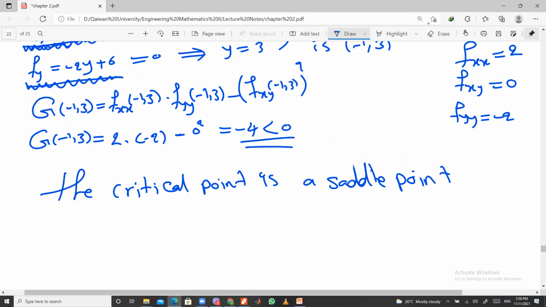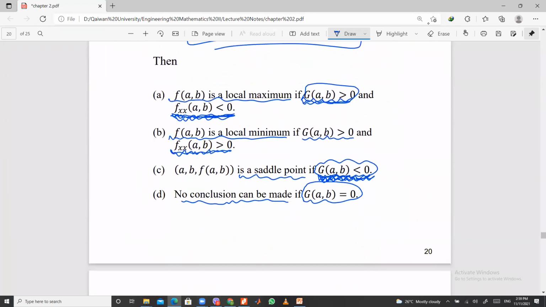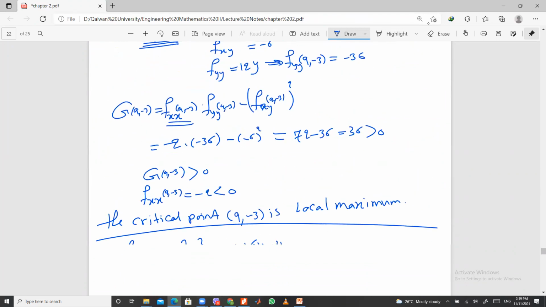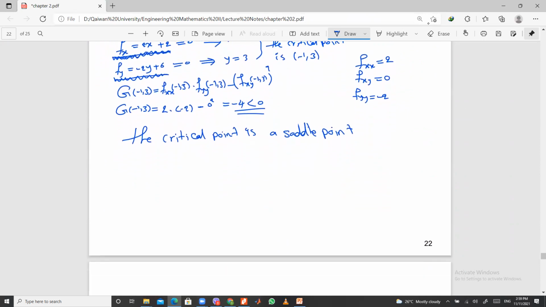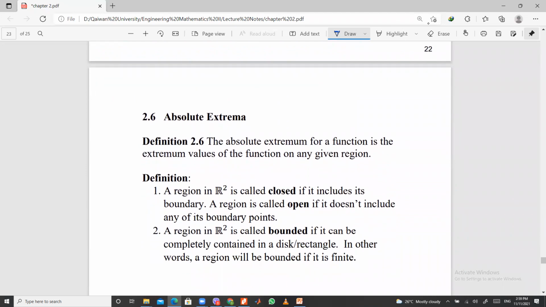So what if this is greater than 0? Then we test f sub xx. If f sub xx is greater than 0, we say that's a minimum. If it's less than 0, we say that's a maximum. Just follow these three cases. Okay? That's it. So here, it's how to find local maximum and local minimum, and also saddle point for a multivariable function. Now we have absolute extrema.